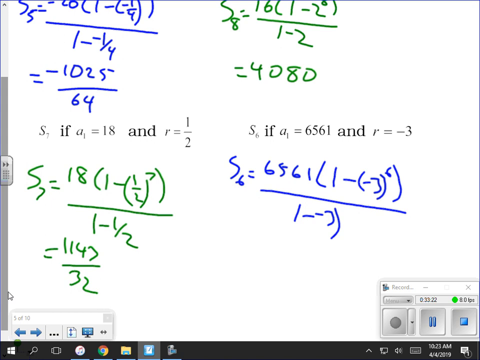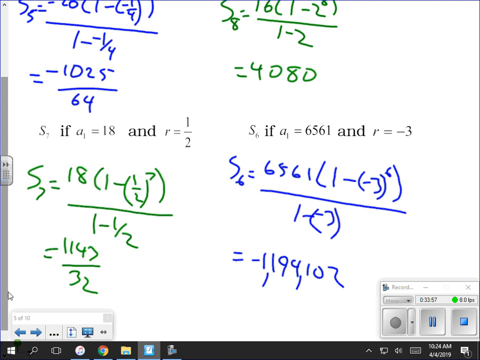So 1 minus negative 3 to the 6th power times 6561. Execute. Divided by 4. I screwed up on my parentheses here. And I get negative 1,194,102. Still a pretty darn big number.